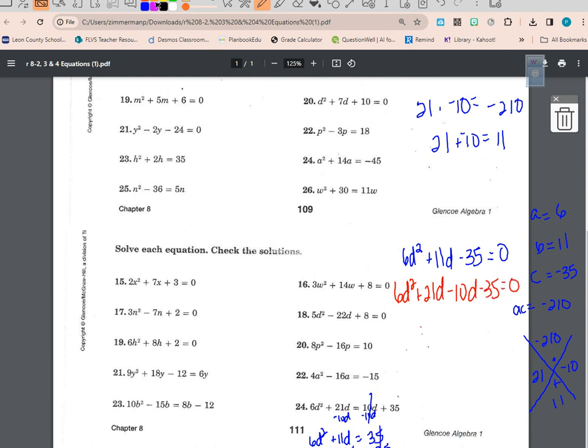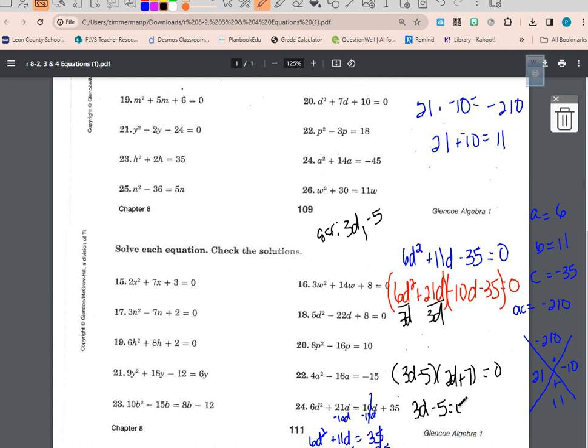So now we have 4 terms. Now we can factor by grouping. And I am speeding through it a little bit, like I said, because we're running out of time. Greatest common factor here is going to be 3d. Greatest common factor here is going to be negative 5. So our first factor is 3d minus 5. And then we're going to divide this by 3d, this by 3d, and that's going to be 2d plus 7. And you may have to finish this on your own, but now we can set our factors equal to 0.